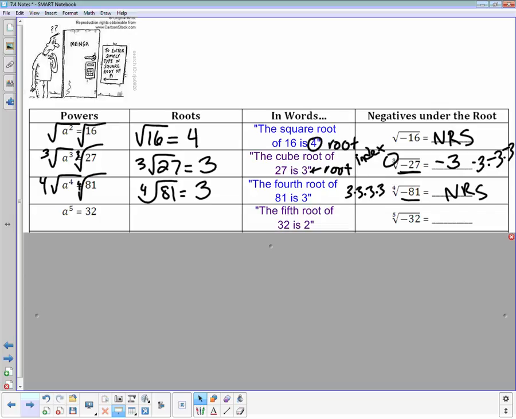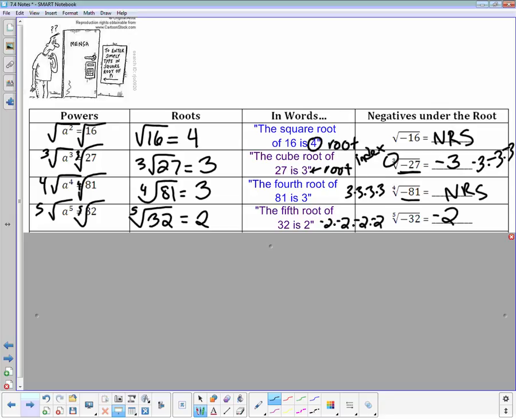All right, so we have a to the fifth is equal to 32. Solving for a, we take the fifth root of both sides. So we have the fifth root of 32 is equal to 2. So the fifth root of 32 is 2. 2 is our root. Notice we have the fifth root of negative 32 over here, and this is equal to negative 2. So if we have negative 2 times negative 2 times negative 2 times negative 2 times negative 2, we're going to get a negative 32, so that's why this is possible.